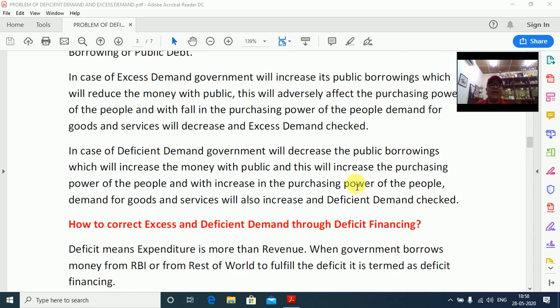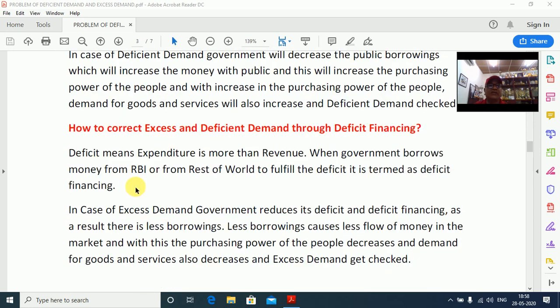On the other hand, if there is a deficient demand, what will the government do? The government will reduce its public borrowings. The government will not borrow money from the public. And when the government is not going to borrow from you, you will have more money in the market. You will have more money in your pocket, more money with the public. And more money means your purchasing power is going to increase. And when your purchasing power is more, you will demand more goods and services. And what will happen? The economy will come out of the problem of deficient demand. So by increasing the public borrowings, excess demand is checked. By decreasing the public borrowings, deficient demand is checked.